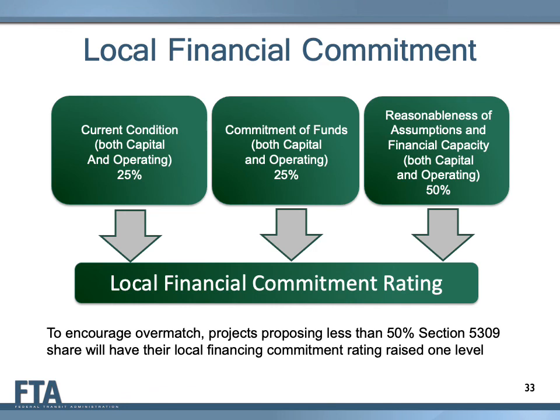For a small starts project that does not qualify for financial warrants, the sponsor's submitted financial plan is evaluated and rated based on 3 criteria: current condition, 25% weight, commitment of funds, 25% weight, and reasonableness of assumptions and financial capacity, 50% weight. When the summary local financial commitment rating is calculated, FTA also takes into consideration the share of CIG funding requested. If the summary local financial commitment rating is rated at least medium, and the CIG share is less than 50% of the project's capital cost, then the summary local financial commitment rating is raised 1 level.